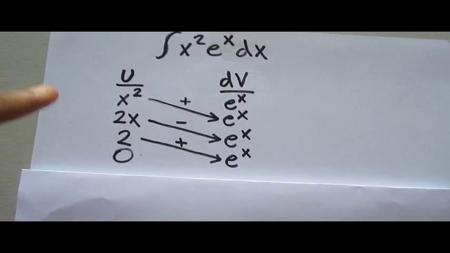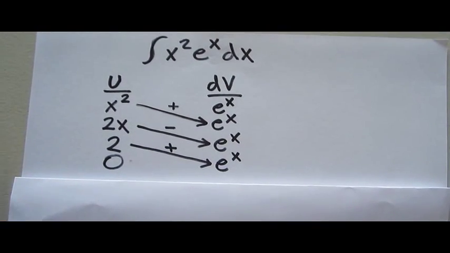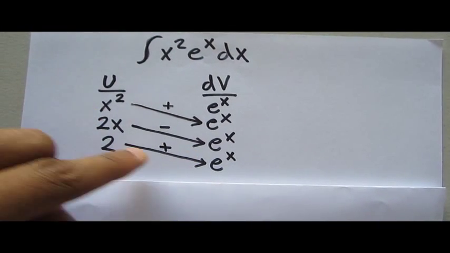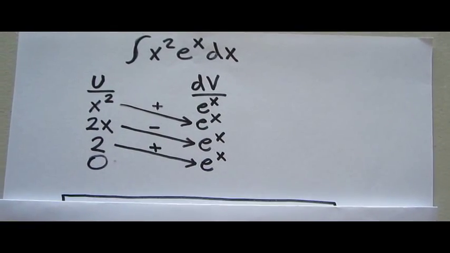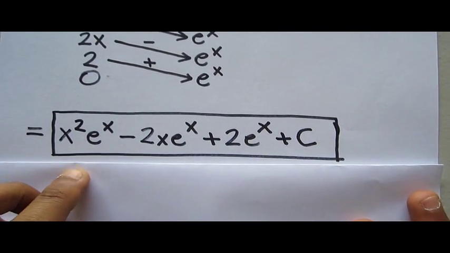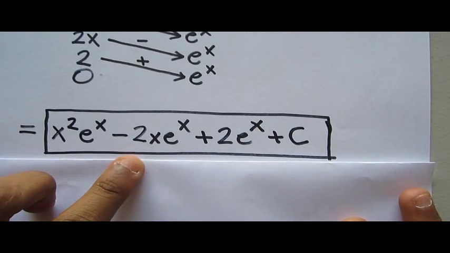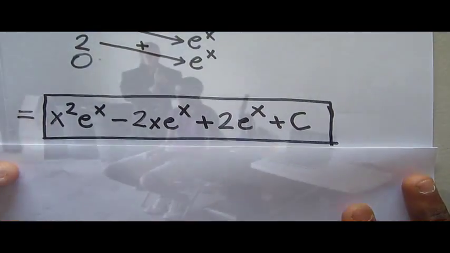You take derivatives until you get to 0, and then you draw lines like this, and then you alternate the sign and just add the terms, and you get something like this. x squared e to the x minus 2x e to the x plus 2 e to the x plus c.